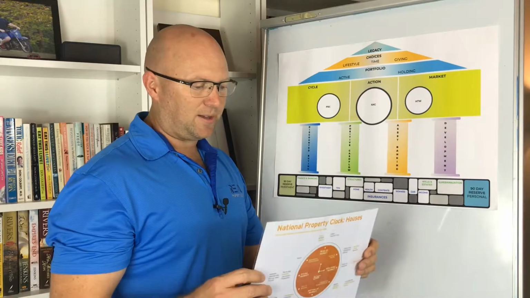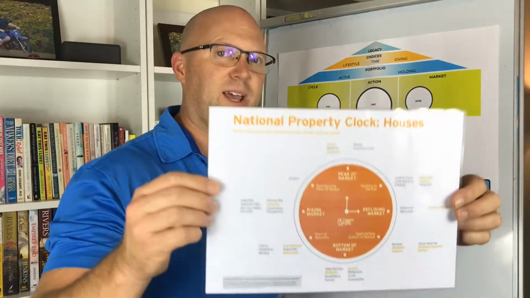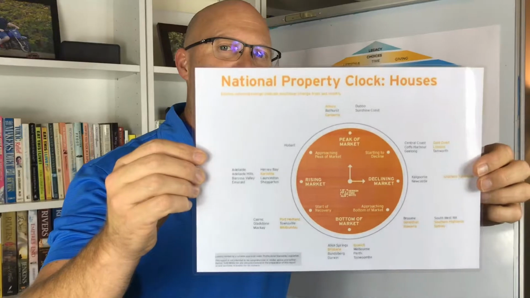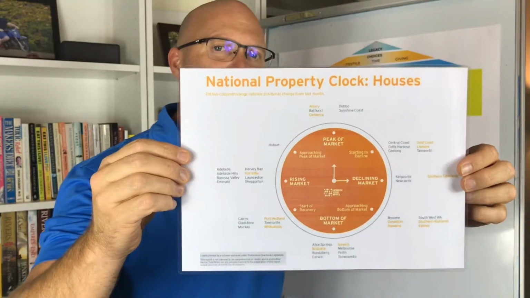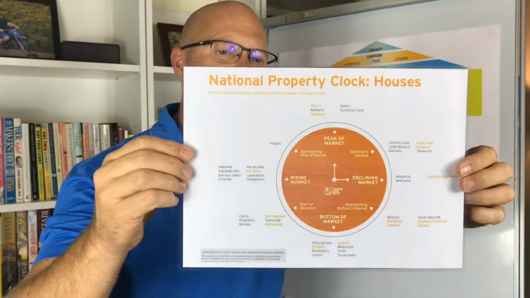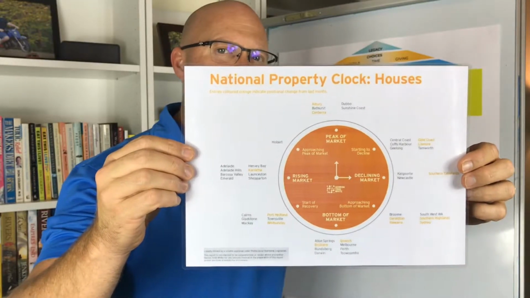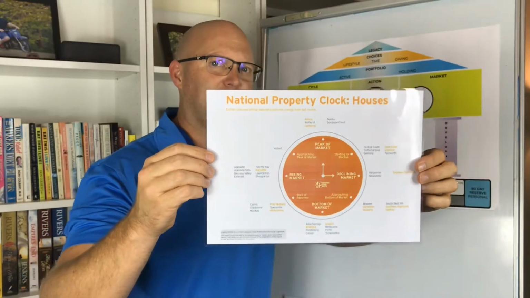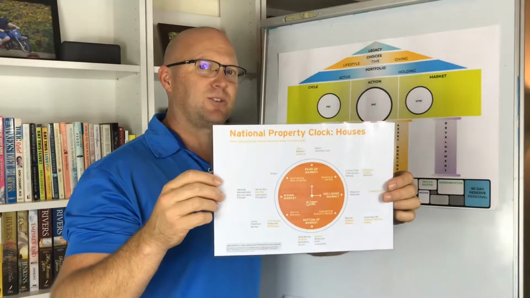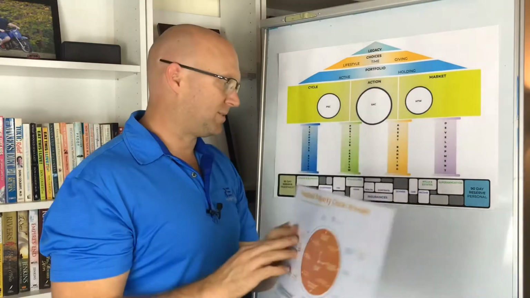And so they do their own version of a property clock of where certain towns and cities are in Australia and where they are in relation to others around the property cycle. So you've got peak of the market, rising market, bottom market, declining market as we go around. Okay, so you'll have a copy of that emailed to you for this month, and of course you can get your own copy as the months go forward.